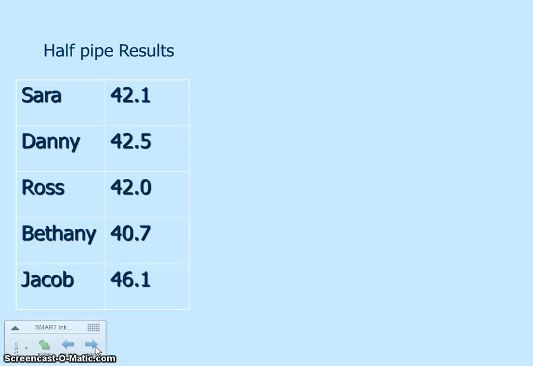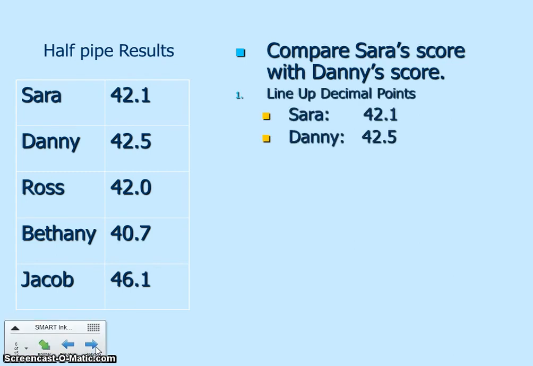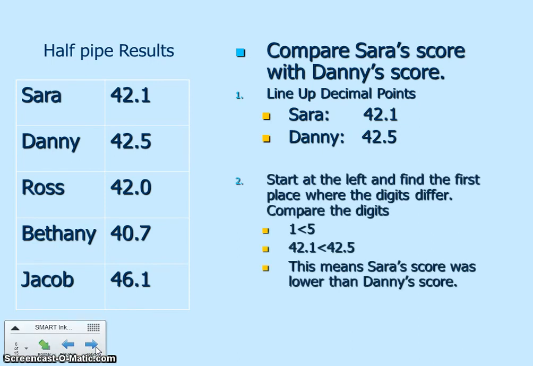So let's use some half pipe results. There were 5 students that competed in the half pipe, and here are their scores. We want to compare Sarah's score with Danny's score. So first things first, we're going to line up the decimal points. Next, we're going to start at the left and find the first place where the digits differ. So we're going to compare those digits.